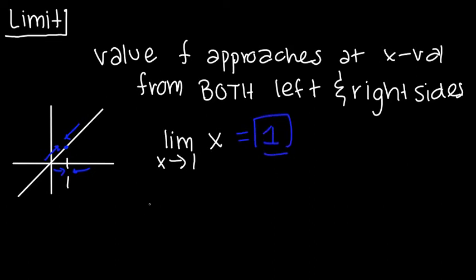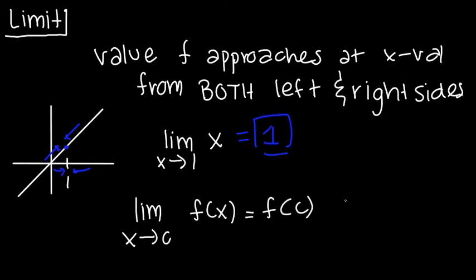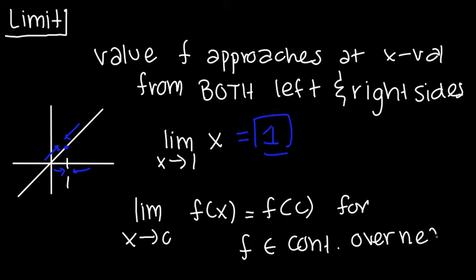For any continuous function, if you know that a function is continuous over its whole domain, all real numbers, or at least around it and at it, if it's continuous at the point, or continuous around the point, then you can just say that the limit as x approaches c of f of x is equal to f of c, for f being continuous near x. So near x, it has to be continuous.